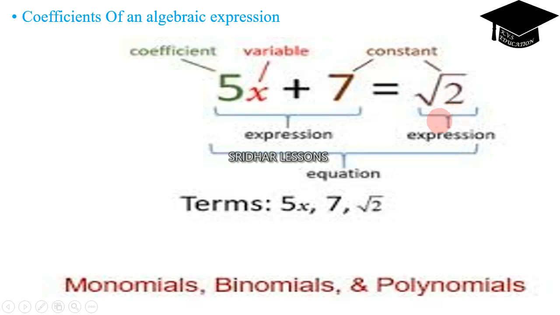5x plus 7 is equal to square root of 2. This is completely called an equation. This is what we discussed in the same slide earlier. So tell me students, here the coefficient is 5, x is the variable, and 7 and square root 2 are called constants. 5x plus 7 is equal to square root of 2 is called an equation. And this is an expression and this is also an expression.